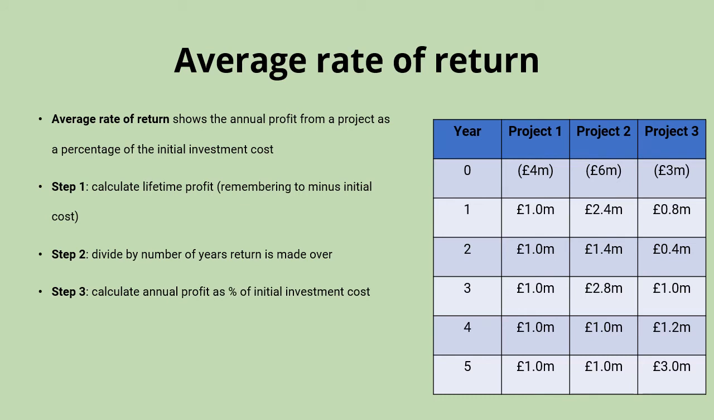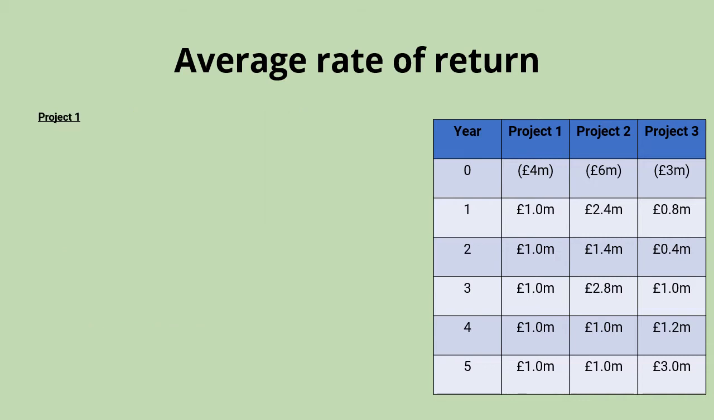The third step is to calculate the annual profit as a percentage of the initial investment cost. And to do that, as with any percentage, we'll take our average annual profit, we'll divide it by the initial outlay, the initial cost of the investment, and multiply it by 100. We'll now put those steps into practice to calculate the average rate of return for project 1.